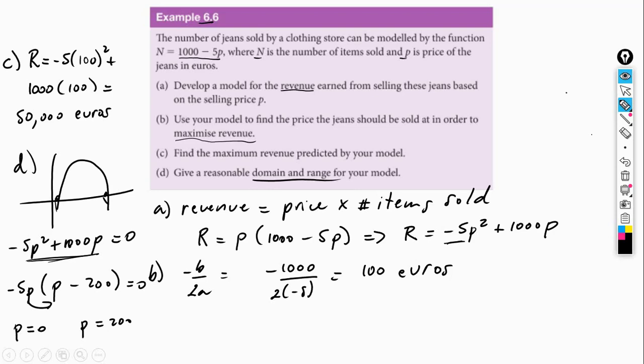That means that the graph actually goes through here, through 0, right? And here it would be 200. So that means that a reasonable domain for this case would be for P to be between 0 and 200 euros. Whereas the range is going to be between 0 and the maximum for the revenue, which we found was 50,000.